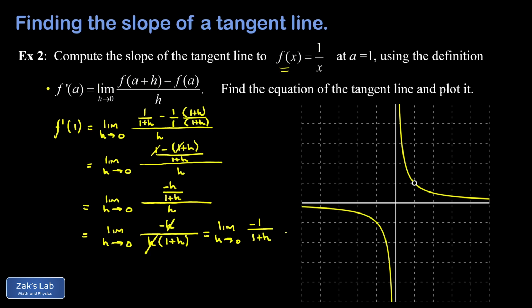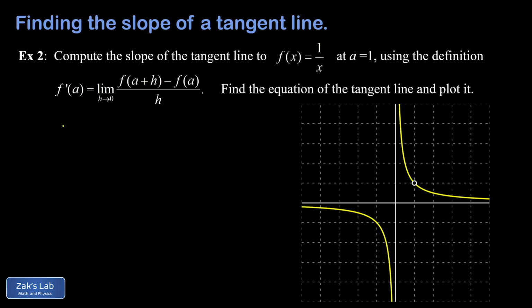And now direct substitution of h equals 0 doesn't cause any problems. It's no longer an indeterminate form, so we're allowed to do it. And when I sub that in, I end up with negative 1 over 1, which is just negative 1. So this time it turned out that f prime of 1 was equal to negative 1. And again, what that means is the slope of the tangent line at that particular point.